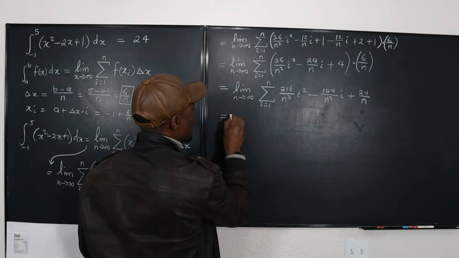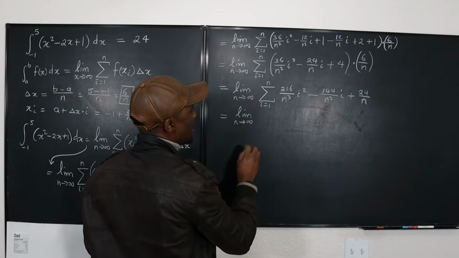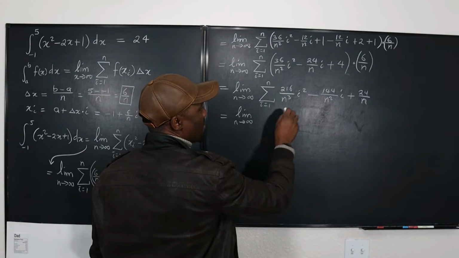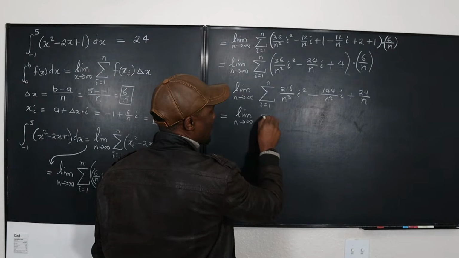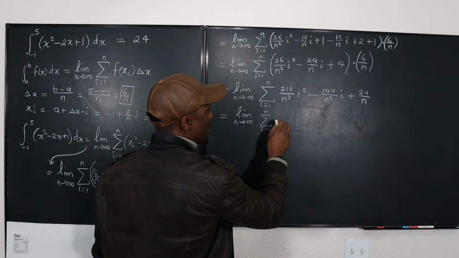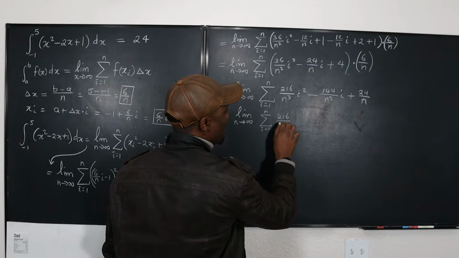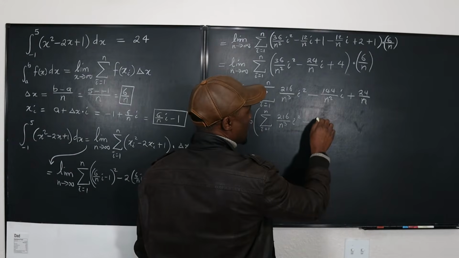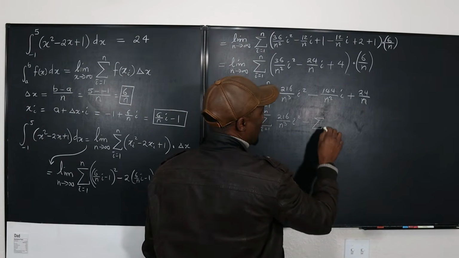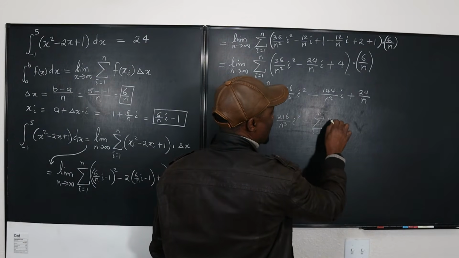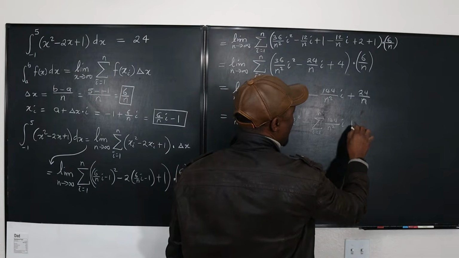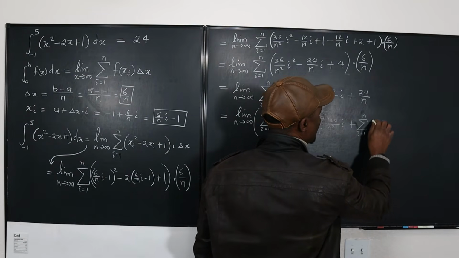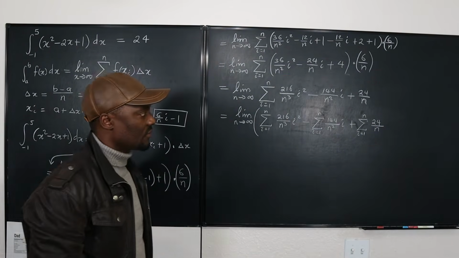So here I can say this is the same thing as the limit as n goes to infinity of, I'm going to now divide all of these into bits, so that this is going to be the sum of, let's go, I equals 1 to n of 216 over n cubed I squared, minus, so I'm taking all of the limits, minus, I create another one, the sum from I equals 1 to n of 144 over n squared of I, plus the sum from I equals 1 to n of 24 over n.